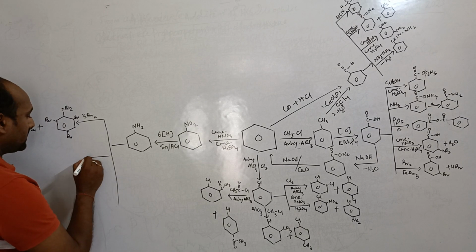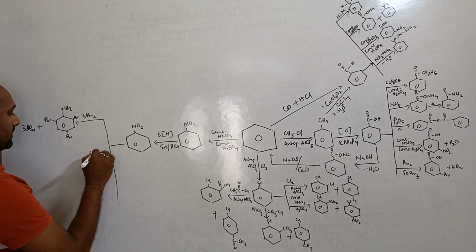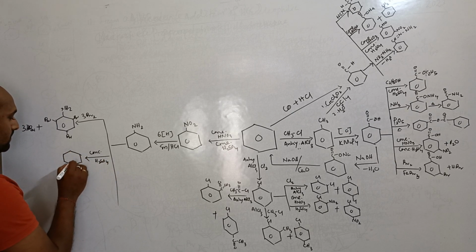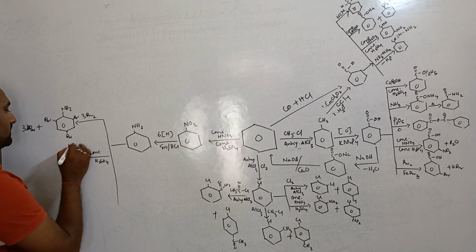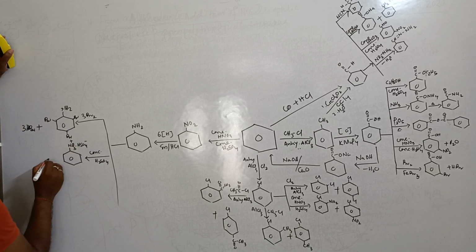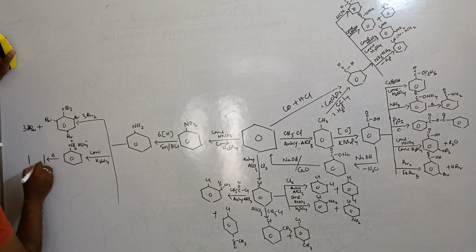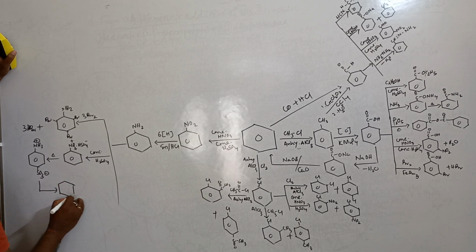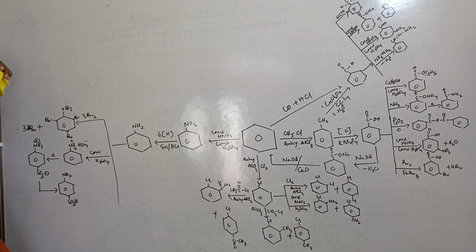Okay, again aniline is treated with concentrated H2SO4 to form the anilinium hydrogen sulfate, NH3+ HSO4-. Again, on heating, it gives NH3+ SO3-. Again this H+ is transferred to this side. This is the zwitterion, to form para-aminobenzenesulfonic acid. Okay.